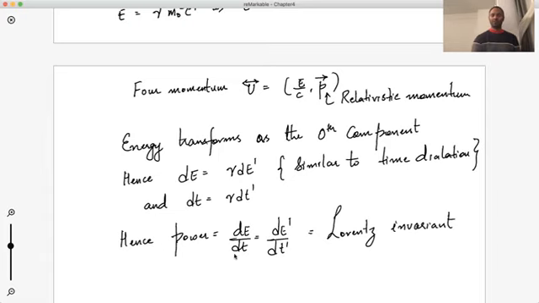Now you can know how power transforms, right? Power is energy per unit time. So dE and dt transform exactly in the same way, which means that power is Lorentz invariant. Okay, energy is not Lorentz invariant, but power is.